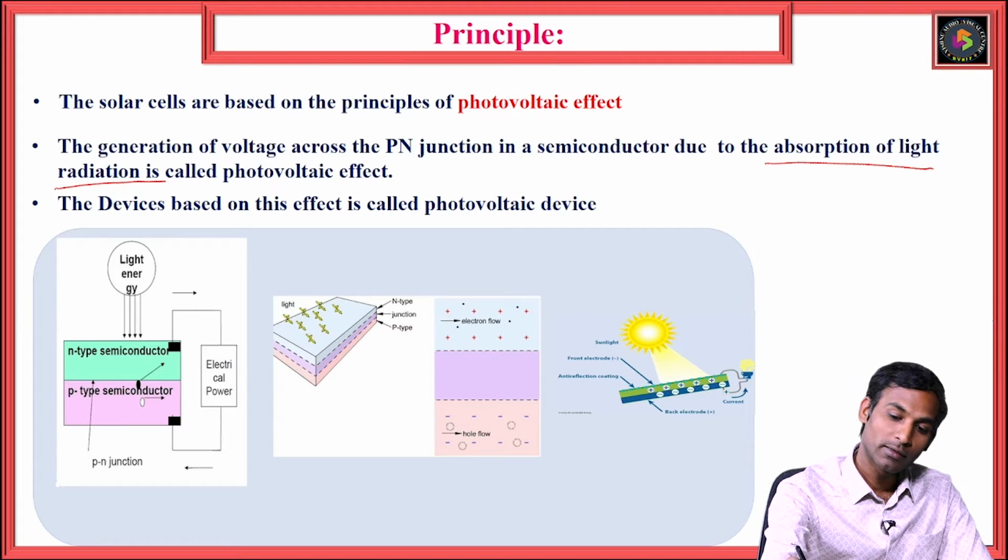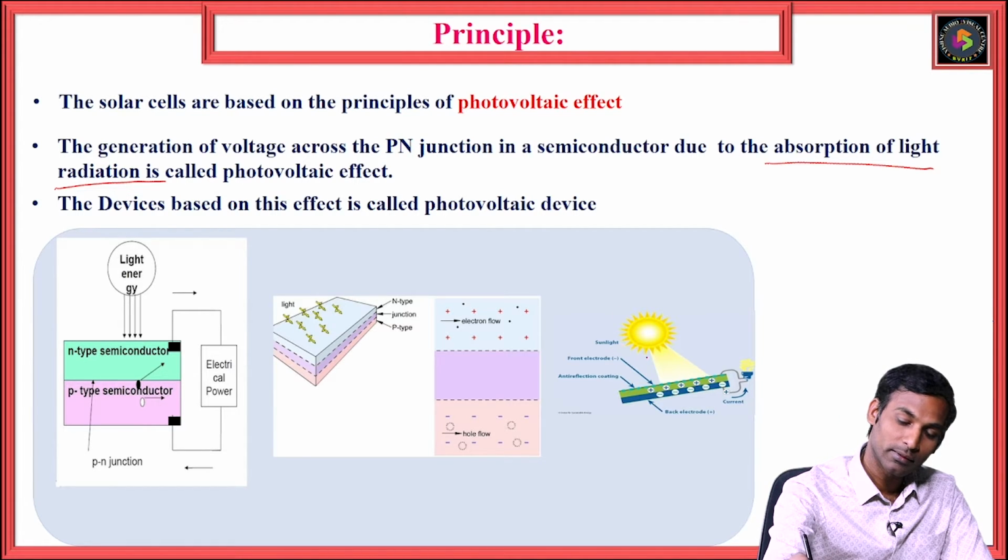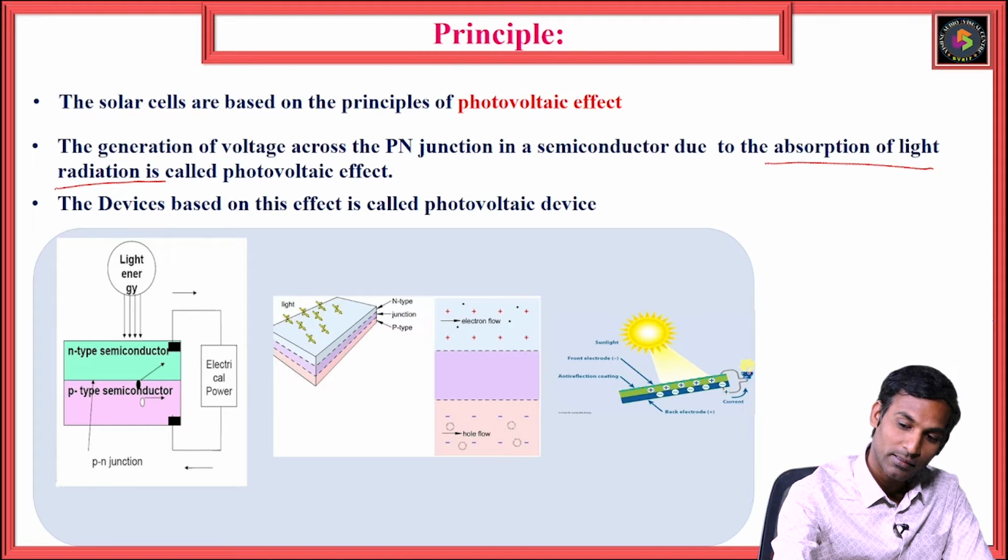You can also see one more diagram. This is the sun. That means the light radiation is incident on the solar cell. Holes are represented by the plus symbol. Electrons are represented by the minus symbol. Here the strip electrodes are present. The electrons will reach the strip electrodes. The current will be generated in this device. So here the bulb will be glowing.